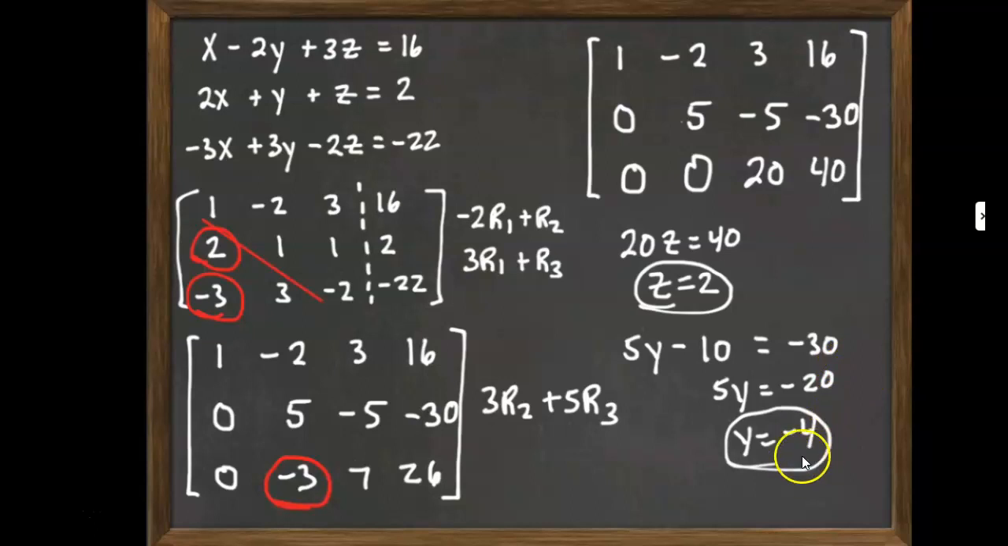So now we know y is negative 4, we know z is 2, there's one last piece remaining, and that is to find x. So we're going to go up here, x minus 2y plus 3z equals 16. So I'm going to write that down as x. Since y is negative 4, minus 2 times negative 4, we'll make that plus 8. And 3 times z would be plus 6 equals 16. So we have x plus 14 equals 16. So of course, x equals 2. And now we've solved our system of equations here.